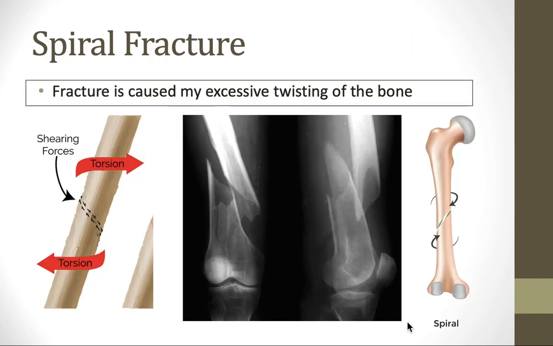A spiral fracture is caused by excessive twisting of the bone. So this fracture is a little bit interesting in that twisting causes it to break in a spiral. Kind of like when you crack open a can of Pillsbury biscuits, or you're going to make pigs in a blanket, and the can, when you pop it open, twists, and so it goes around in a spiral.